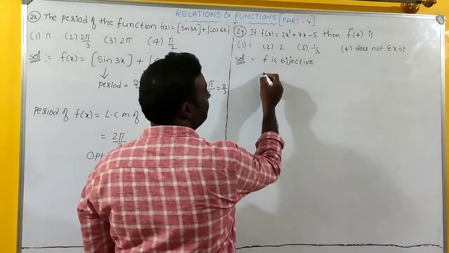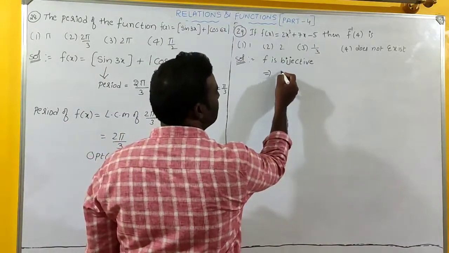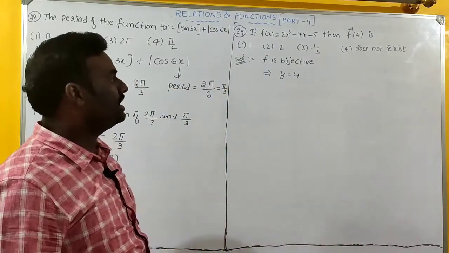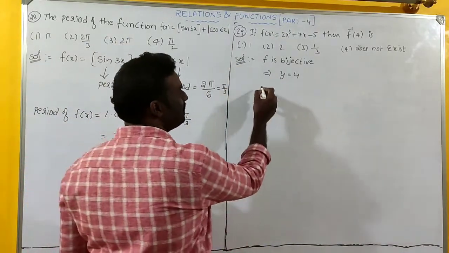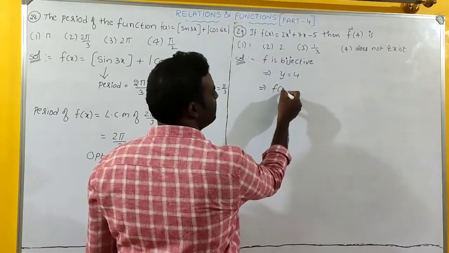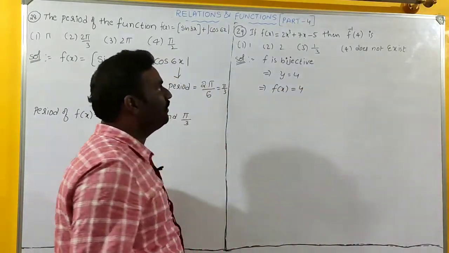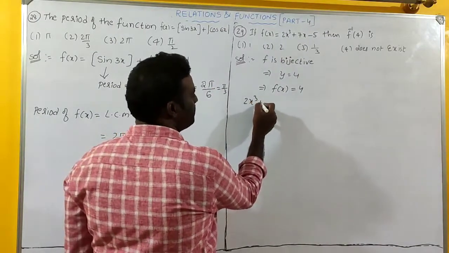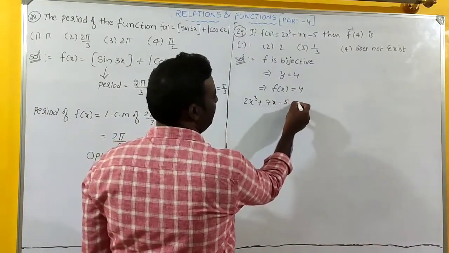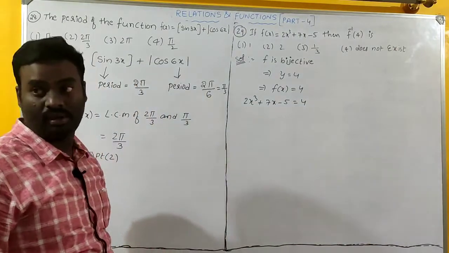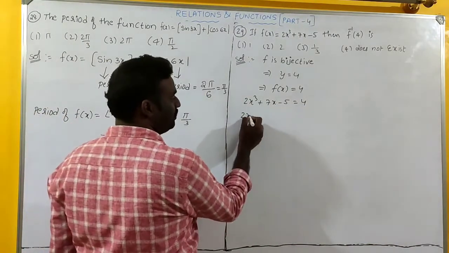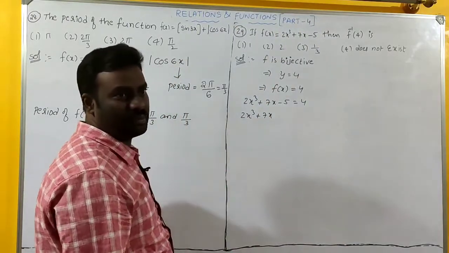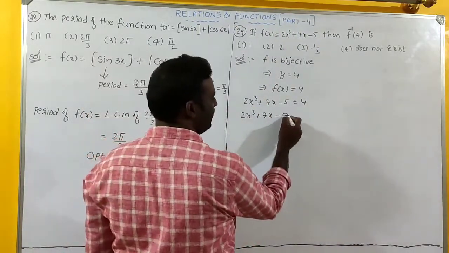That implies we can write the y value is 4. Y is nothing but f of x. F of x value is 4. F of x is how much? 2x cube plus 7x minus 5 equals 4. Now 2x cube plus 7x, this plus 4 comes to this side, minus 4, minus 5 minus 4, minus 9 equals 0.